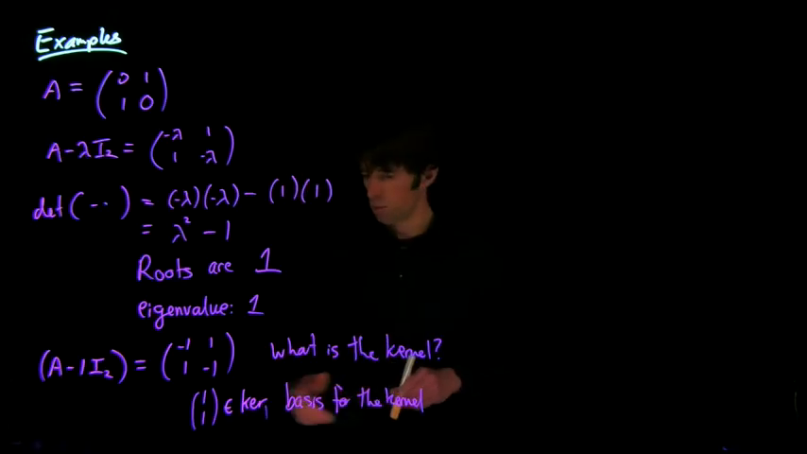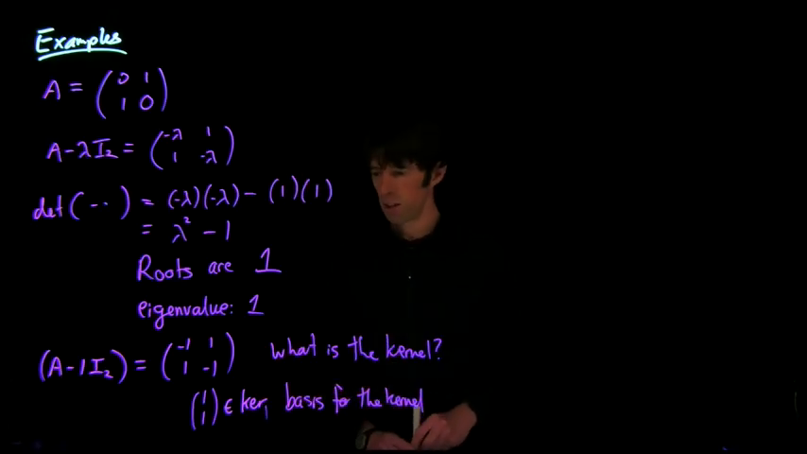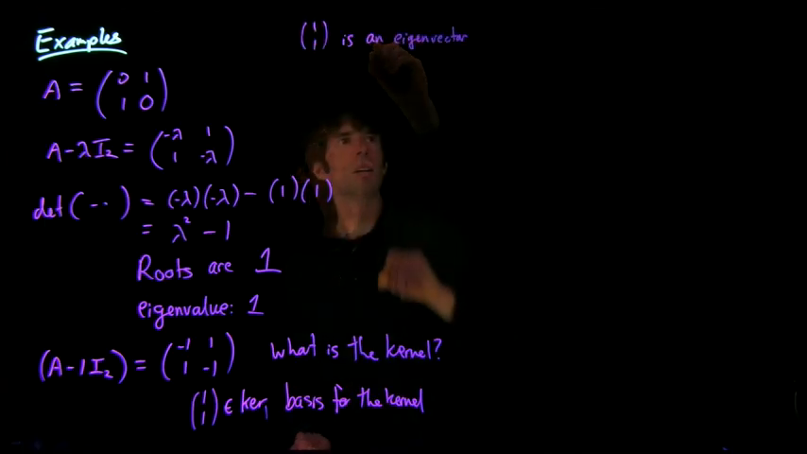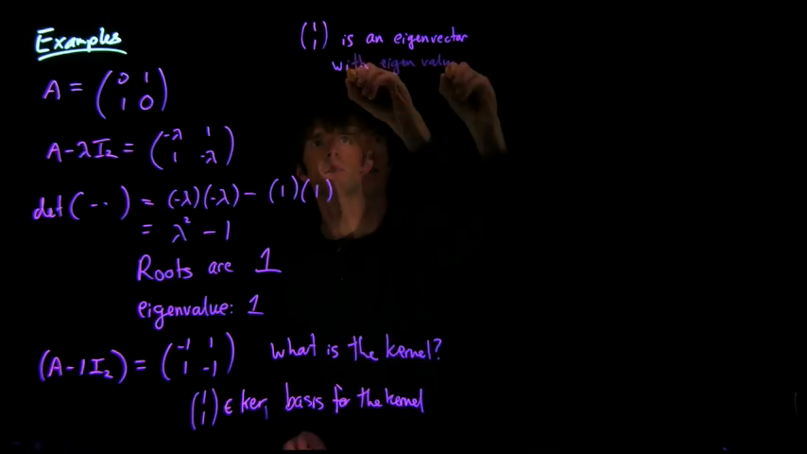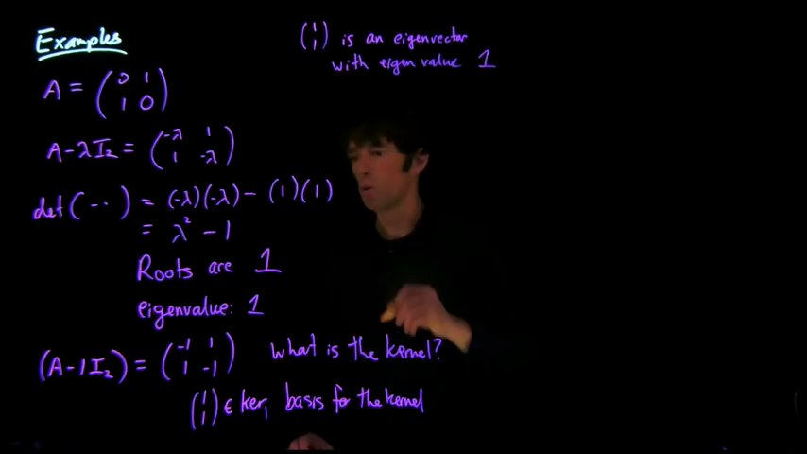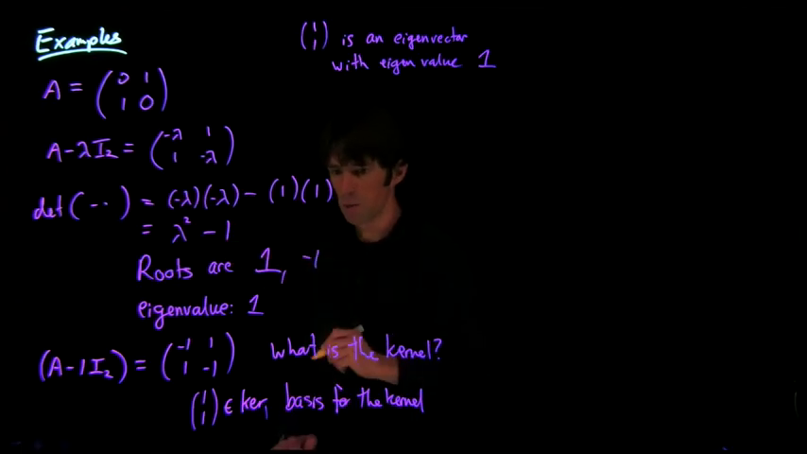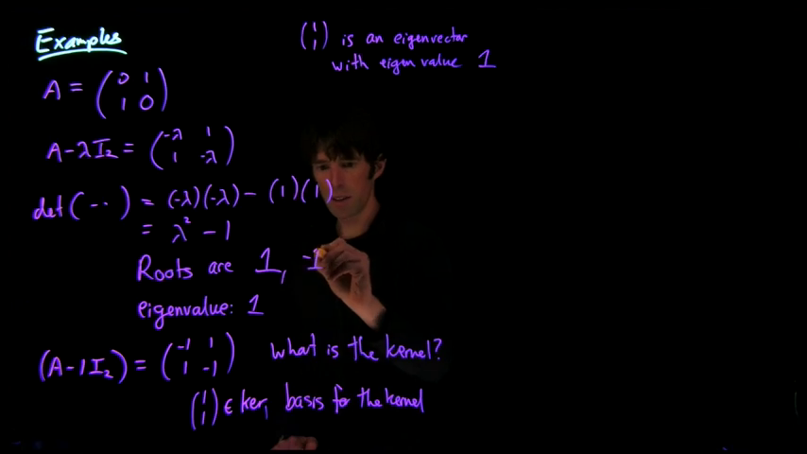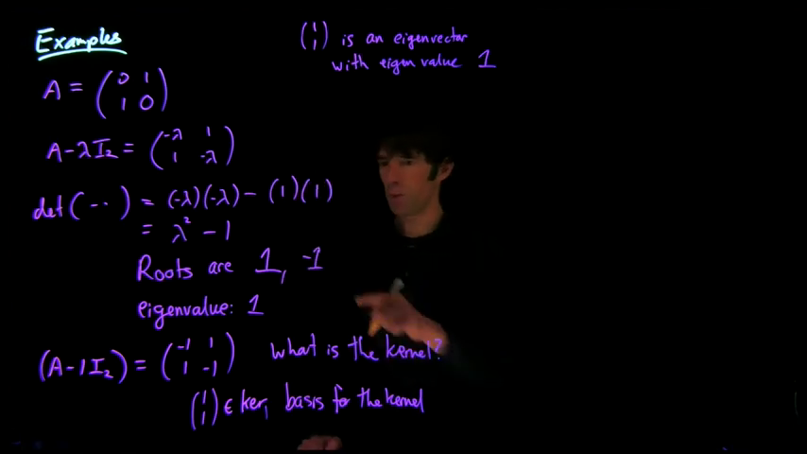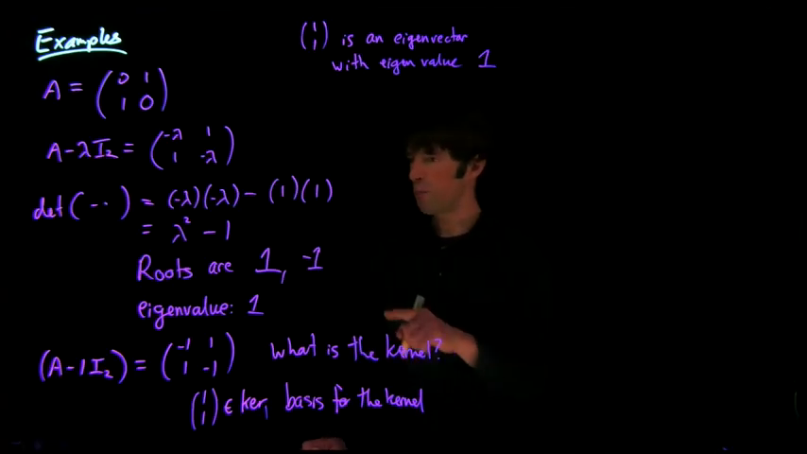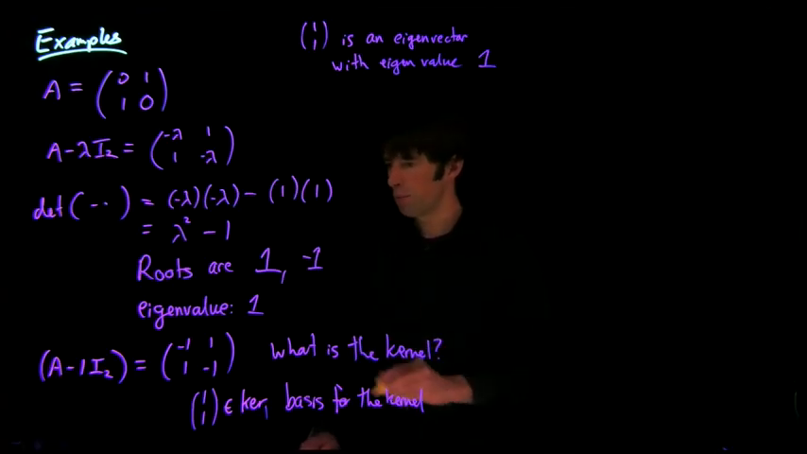Okay, so we found a vector in the kernel, so that tells us that the vector 1, 1 is an eigenvector with eigenvalue 1. I forgot one of the roots here. So plus 1 is a root, and minus 1 is the other root. Forgot about that. The minus 1 squared also gives me a 1.